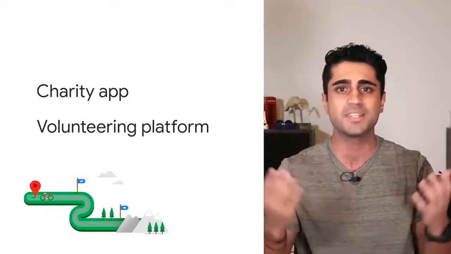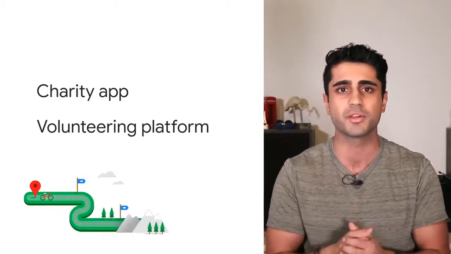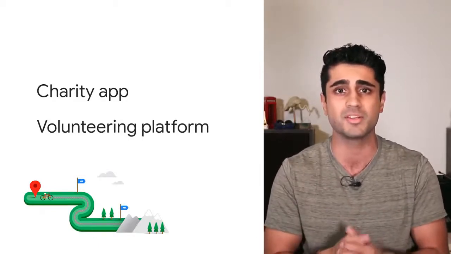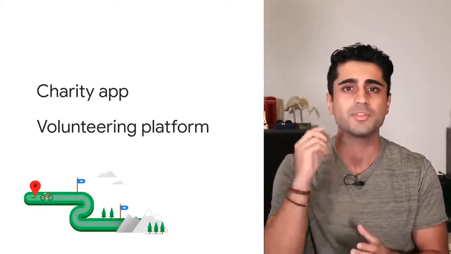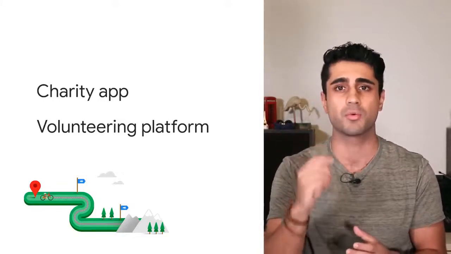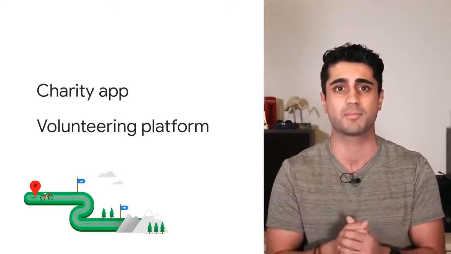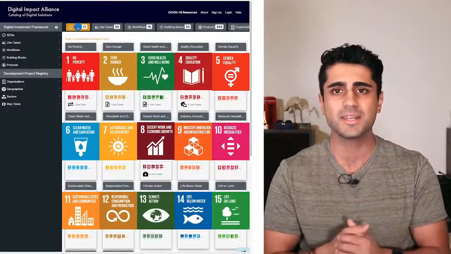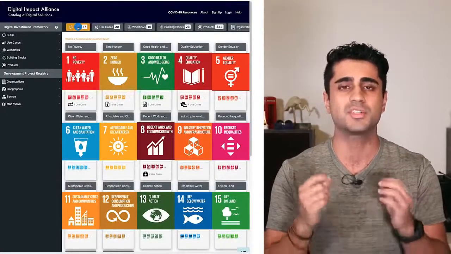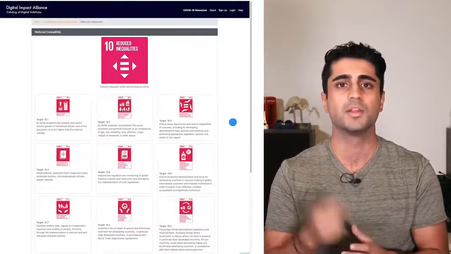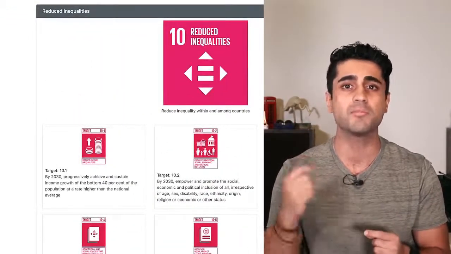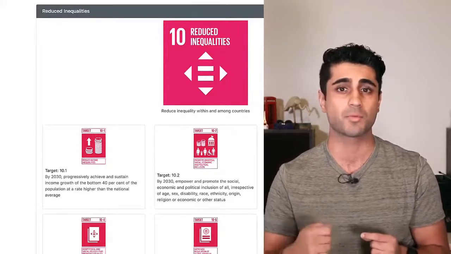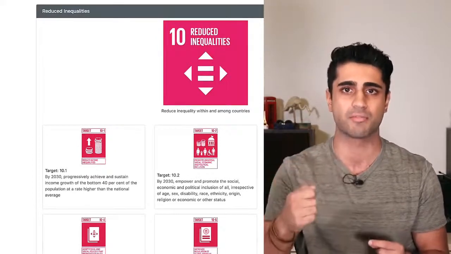Brainstorm with your team and see what aspects of these problems you are familiar with, or maybe you have access to communities who are dealing with the challenge. Having personal knowledge of a problem will allow you to design solutions which are far more effective and easier to adopt. Now, let's take a look at Goal 10, Reduced Inequalities. Target 1, achieve and sustain income growth for the bottom 40% of the population at a rate higher than the national average.